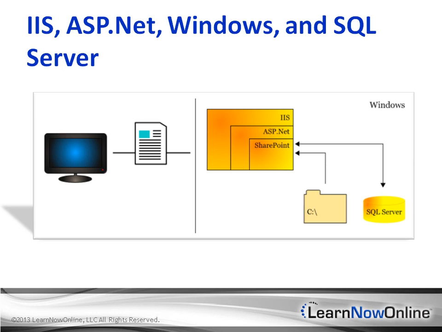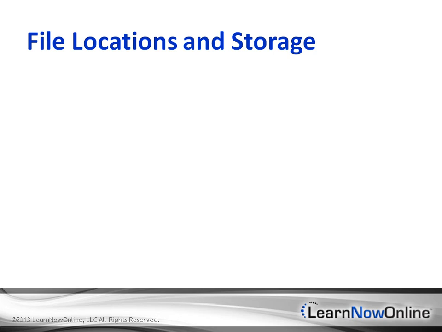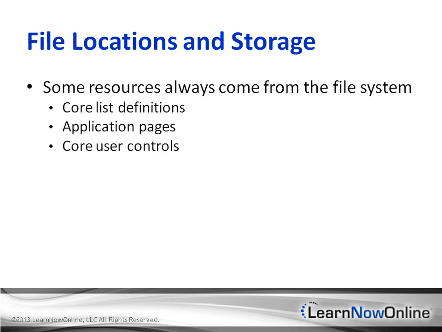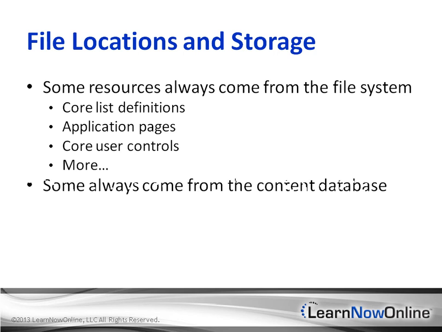So understanding where SharePoint reads this information from is helpful when you are approaching SharePoint from a development perspective, because eventually you're going to need to deploy your own content, and you need to understand what happens when the deployment job runs. So as I was saying before, some resources are always going to come from the file system, like the core list definitions, application pages, some of the core user controls, and there is more. But there is some content that's always going to come from the content database. So anything that's in a list, any documents, that's always going to come from the content database.